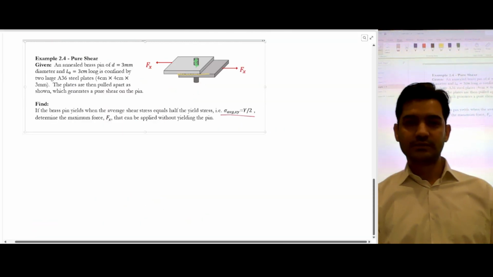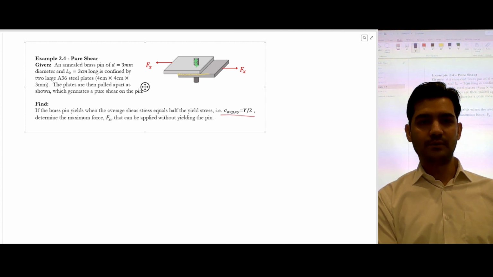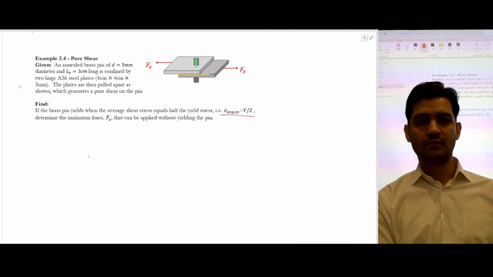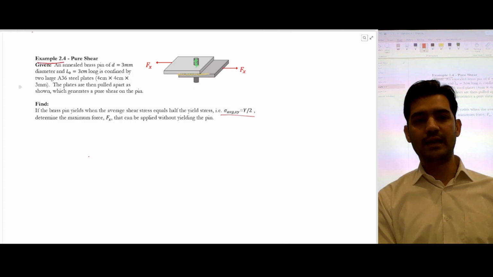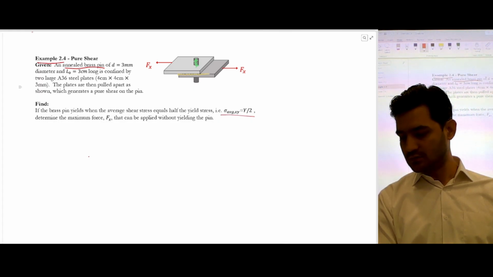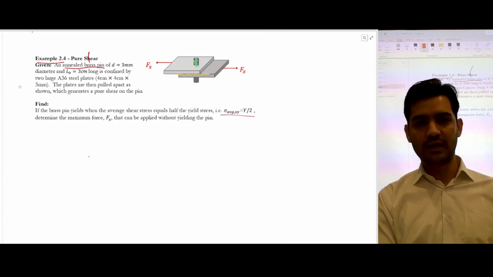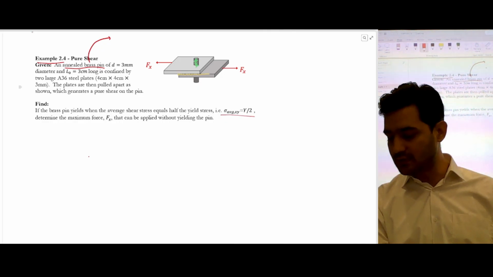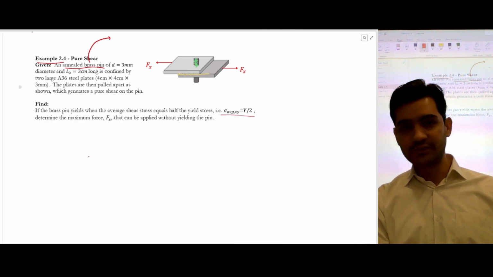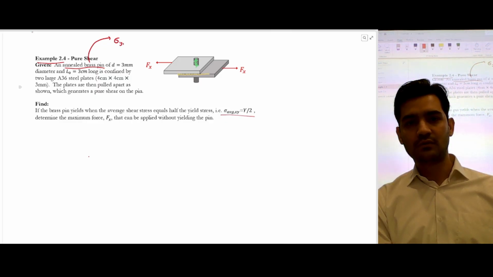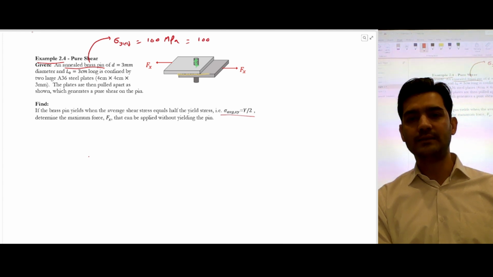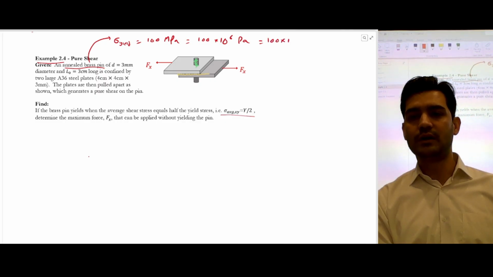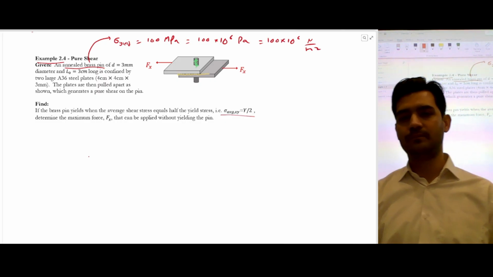All right. So this is example 2.4. It says an annealed brass pin. So we have a brass pin, and we know the material properties for the brass pin. The yield stress for the brass pin is 100 megapascals. So 100 megapascal means 100 times 10 raised to the power 6 pascals, or 100 times 10 raised to the power 6 Newton per meter square.